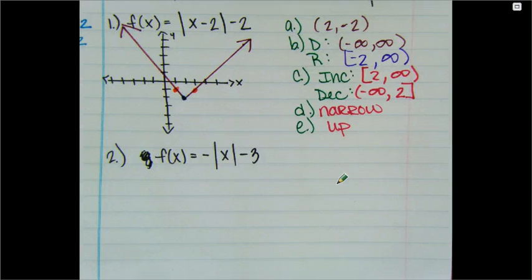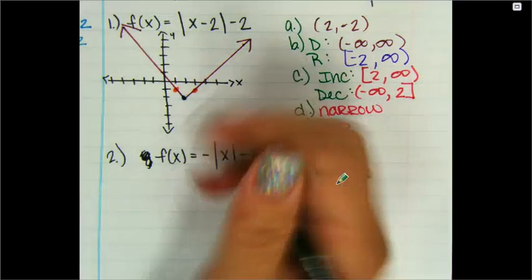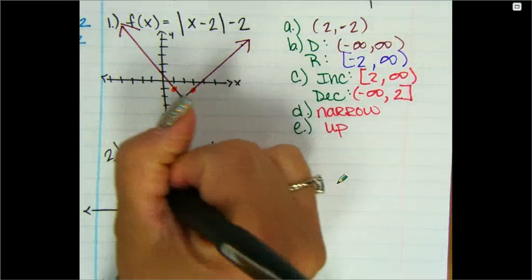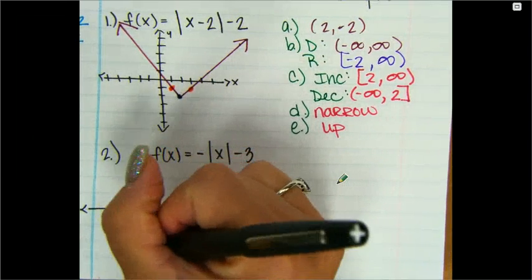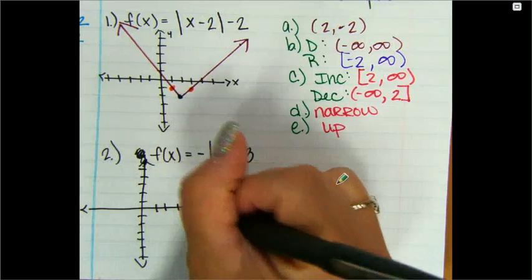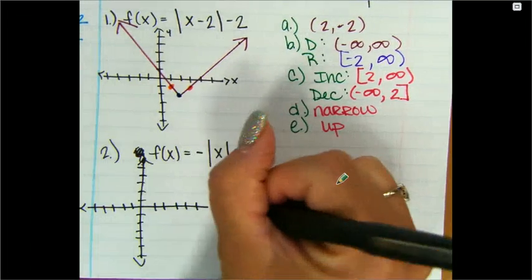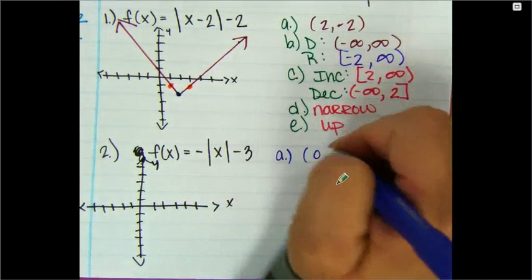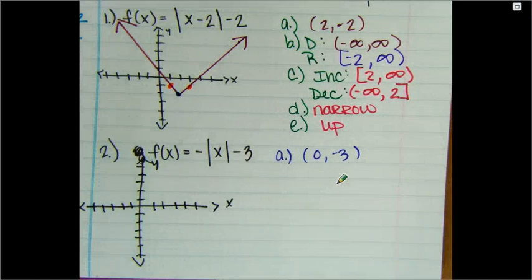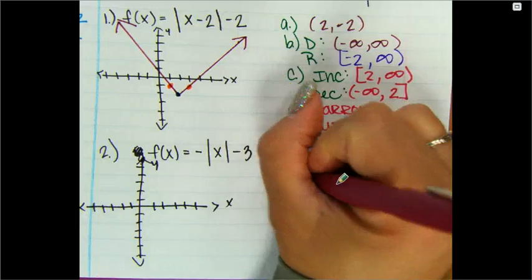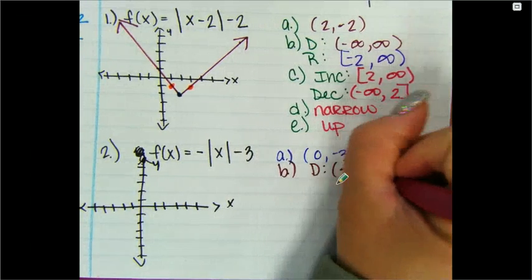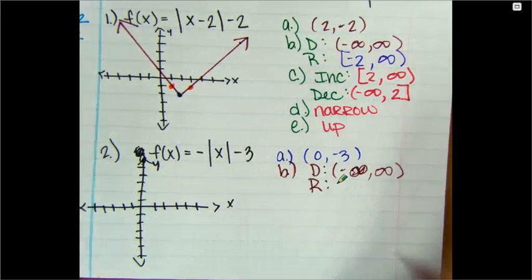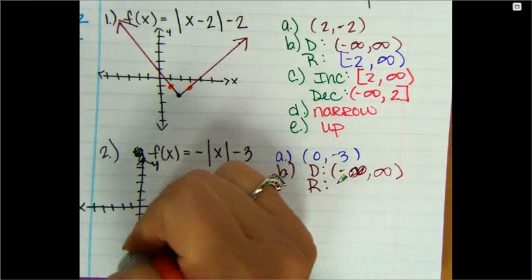Which vertex? 0, negative 3. What's your domain? What's your range? How did you know it was 0? Oh, there's no h. All right. Domain you said was negative infinity to infinity? Positive. Oops, I cannot write infinity to positive infinity. All right, range we don't know. We'll graph it in a second. So we're going to graph 0, negative 3, which is located right about there.